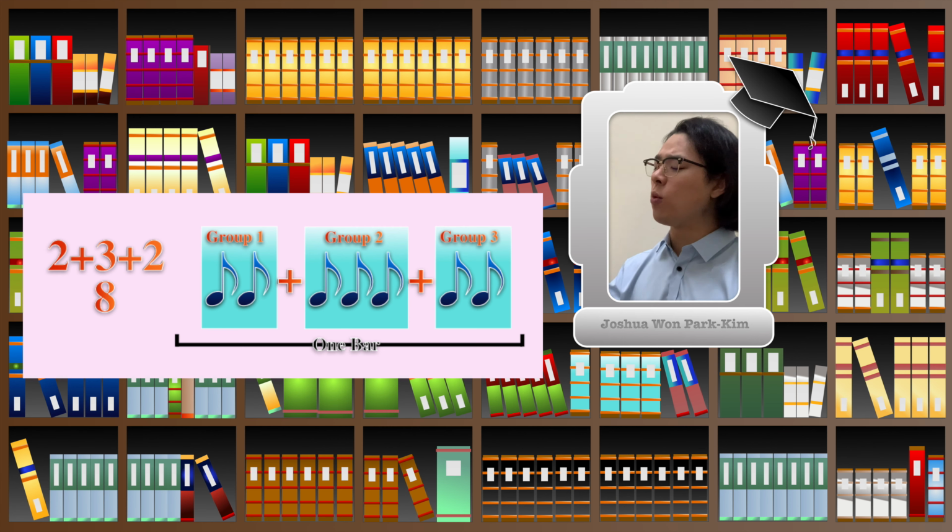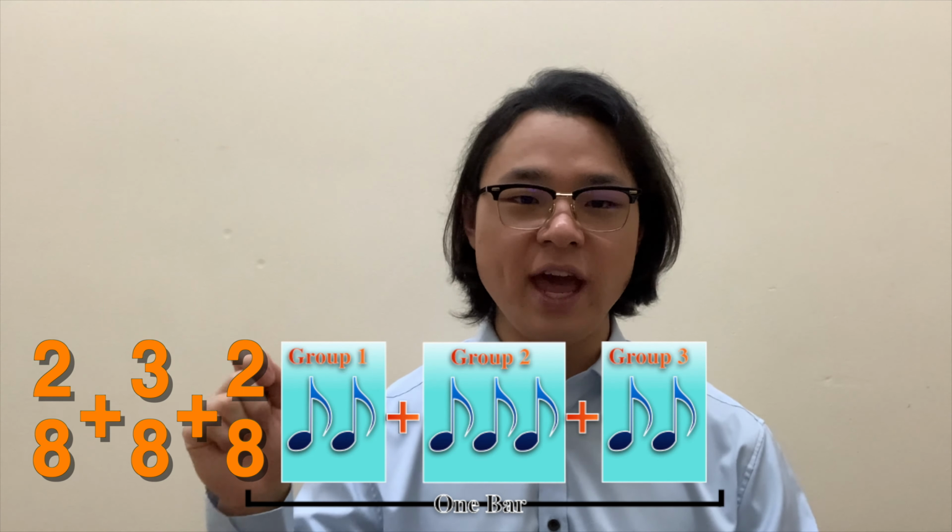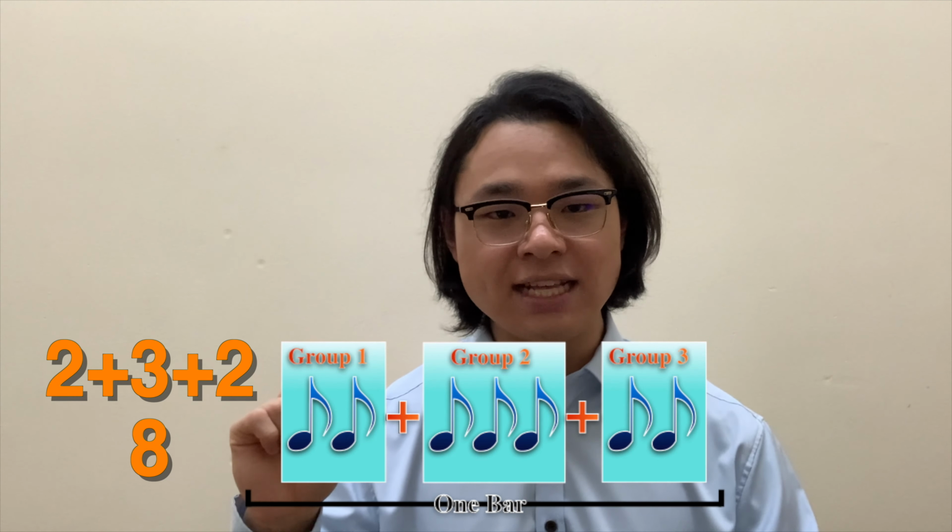So basically, it wants you to play 1, 2, 1, 2, 3, 1, 2, 1, 2, 1, 2, 3, 1, 2. If you see this, it is also related to 2/8 plus 3/8 plus 2/8, meaning that in one bar there are 2 quavers in one group, then 3 quavers in one group, and then 2 quavers in one group. Therefore, it becomes a 7/8 time signature. But instead of writing 2/8 plus 3/8 plus 2/8, they write it as 2 plus 3 plus 2 over 8, or 7/8.